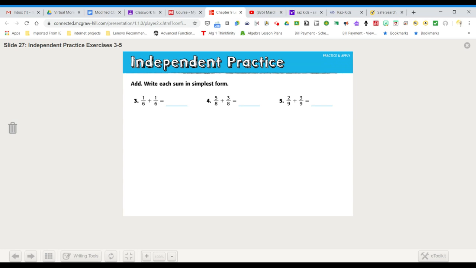The rest of them, the other two, you will have to find simplest form. Nope, not going to tell you which two.